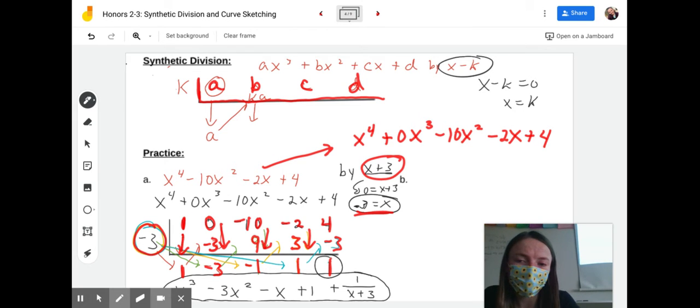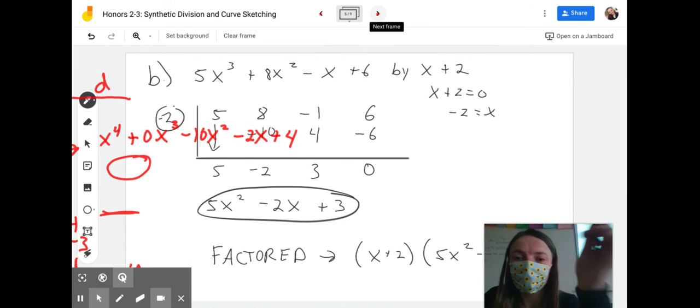So notice how we power reduced. We're not starting at the 4th anymore. We're starting at the 3rd. x cubed minus 3x squared minus x plus 1 all over my remainder, which is 1 over x plus 3. So this right here is how we use synthetic division. We practiced this a bunch in class. We did a couple more examples here.